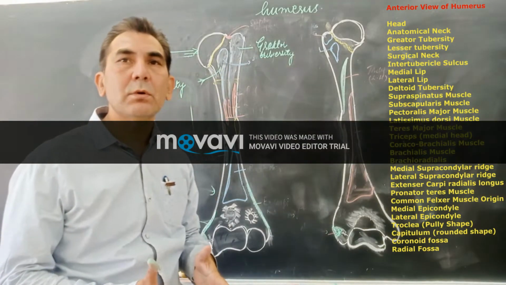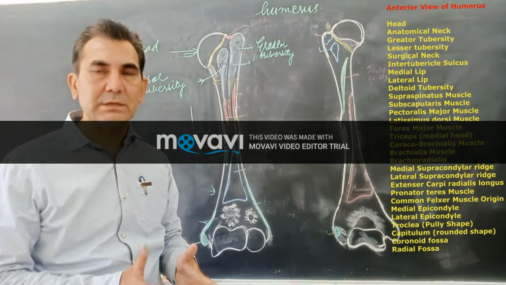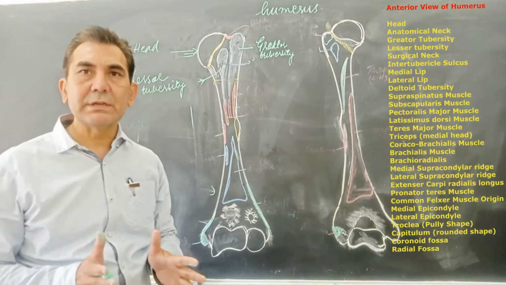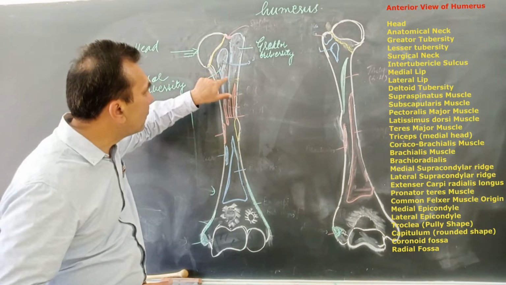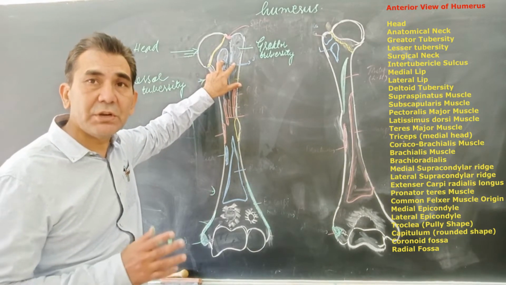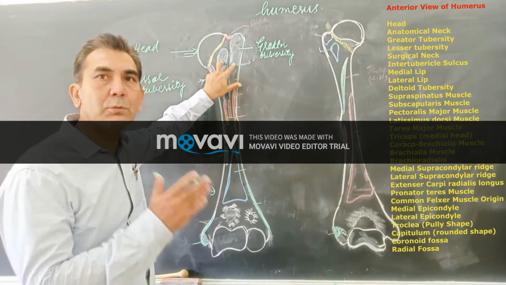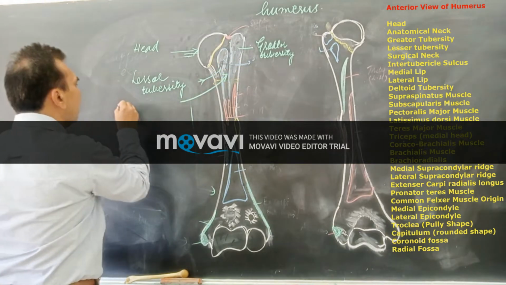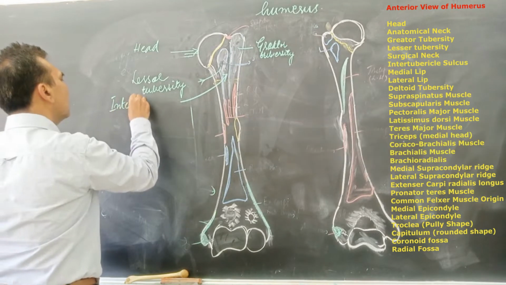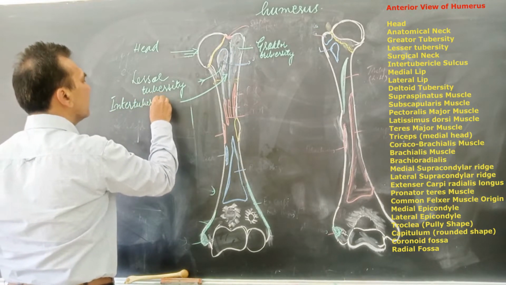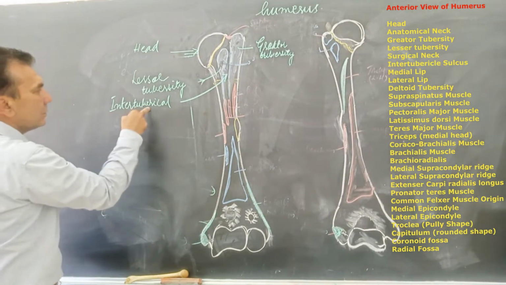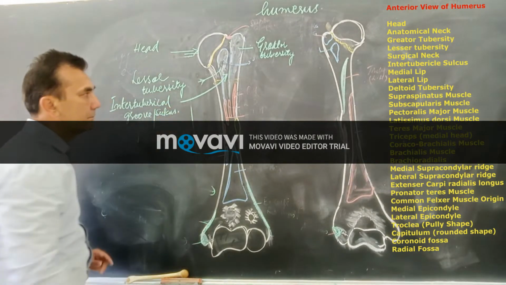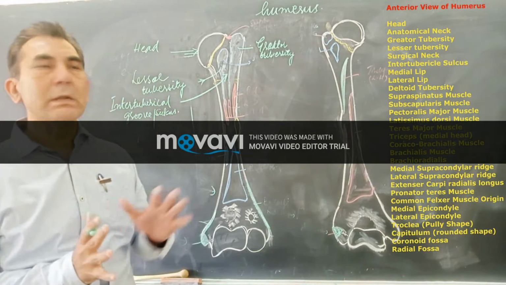Between the greater tuberosity and the lesser tuberosity there is a groove. In some books it is called a groove, and in some books a sulcus. Since it is present between the two tuberosities, it is called the intertubercle groove or intertubercle sulcus.